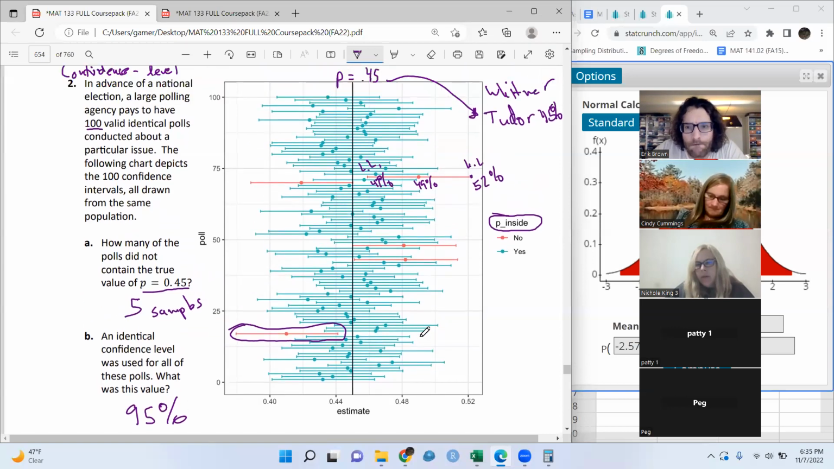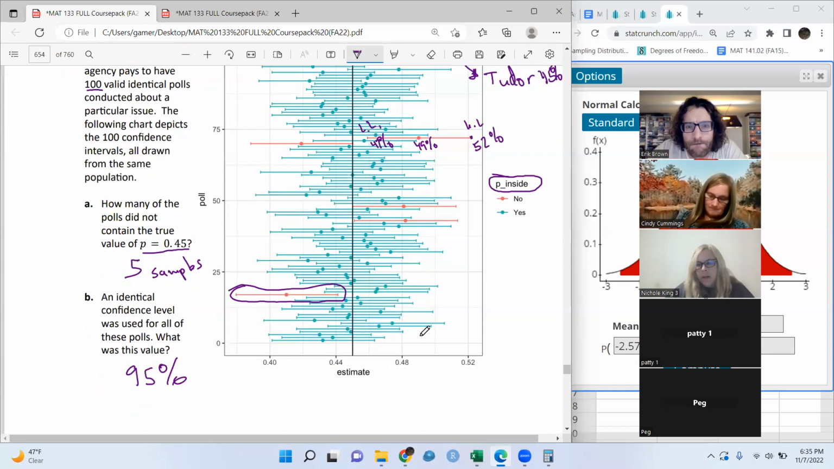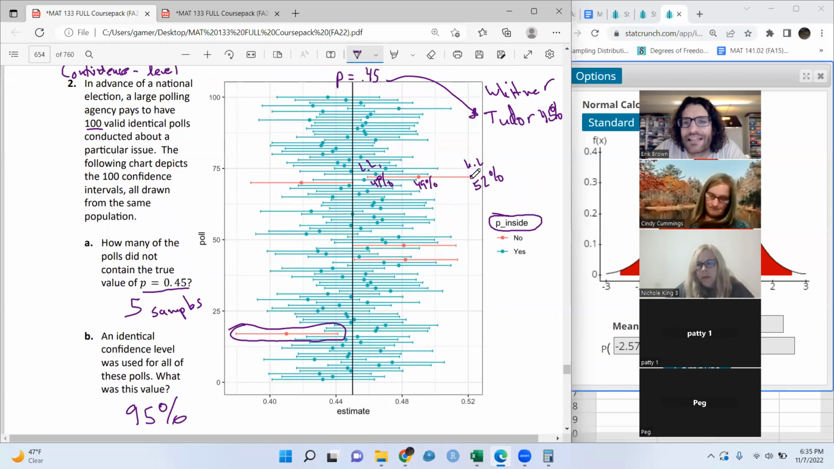Questions? So where did the 52% come from? Oh, I made this up. I'm just trying to read from the graph. I was just reading this one particular confidence interval, and really it's not 52, it's probably 53, right? Because it's slightly above the 52. Okay.